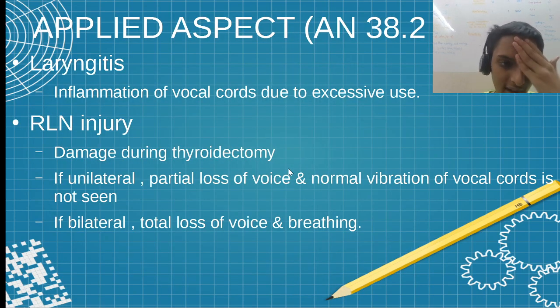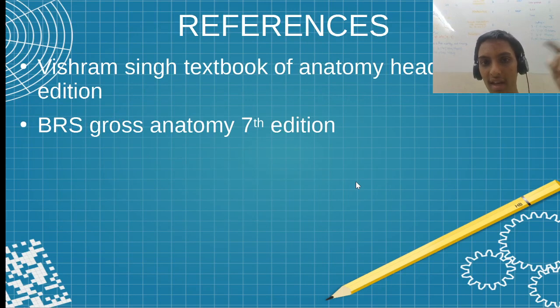Right, let's go with the applied aspect now. You're seeing laryngitis and recurrent laryngeal nerve injury. Laryngitis is the inflammation of vocal cords due to excessive use. And RLN injury, especially during thyroidectomy, is common. It can be a bilateral or unilateral lesion. Unilateral means only one side, bilateral is both sides. If only one side is damaged, partial loss of voice. If both sides, total loss of voice and breathing is also involved.